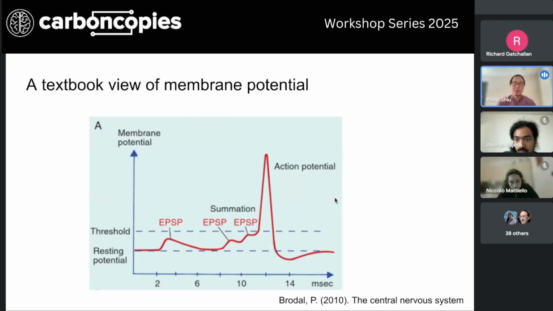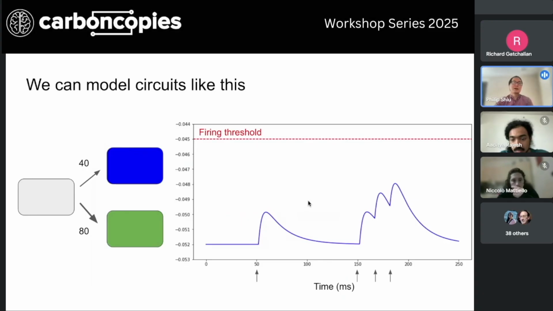So if, for example, an excitatory neuron upstream of a neuron fires, then this neuron will get excited, but over time the membrane potential of this neuron will decay back to the resting potential. But if enough spiking happens onto this neuron, then its membrane potential will hit the firing threshold, and this neuron will spike. So we can model our circuits like this.